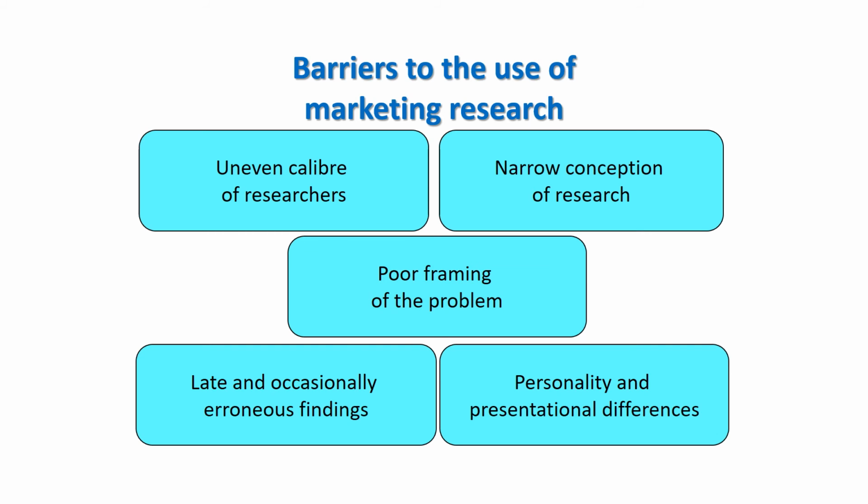Some of the barriers to use of marketing research include an uneven caliber of researchers, which again could lead to sampling and data bias. Narrow conception of research, so it's too narrow. Poor framing of the problem. If you frame the problem wrong, your whole research is going to be wrong, and you may not actually get what you want. So defining the problem, framing it correctly, and knowing exactly what you want to achieve is very important. Otherwise you're not going to achieve what you want. Late and occasionally erroneous findings, and personality and presentational differences.